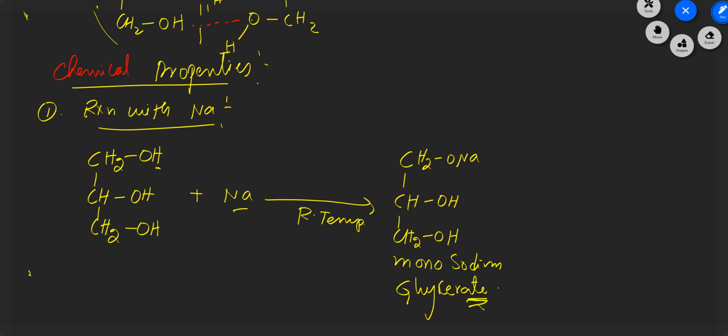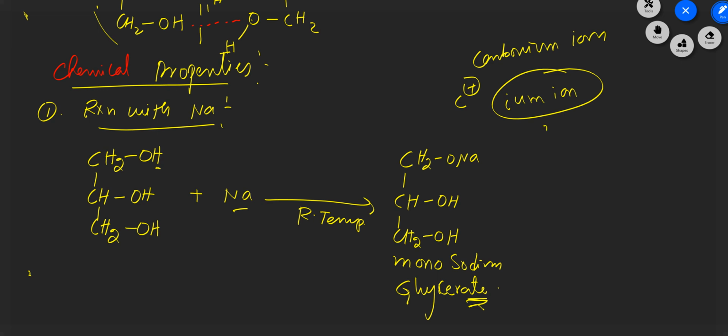If a negative charge is present, we call it 'ate'. If a positive charge is present, we call it 'ium' ion, like carbonium ion. If it is a carbonate, carbonate ion. So what forms here? There is a negative charge present. That's why we call it glycerate.